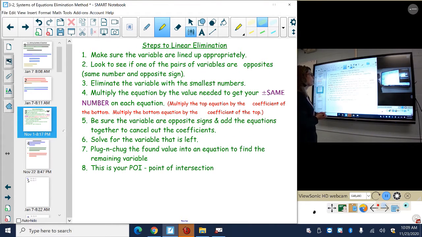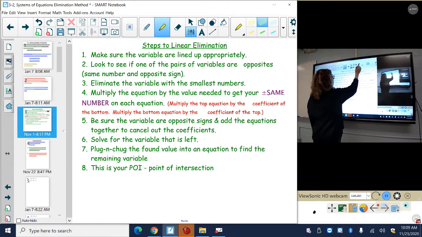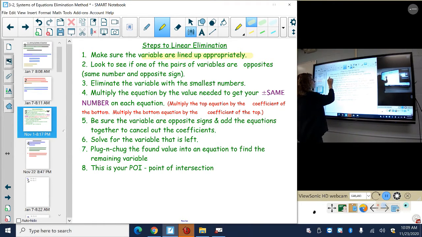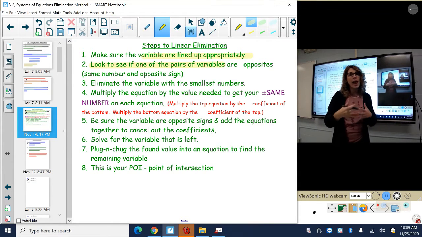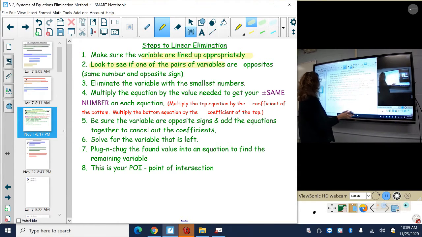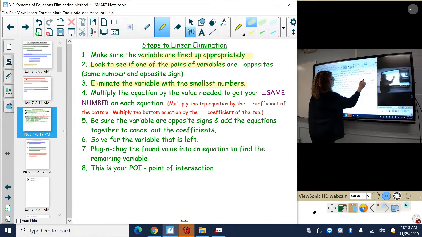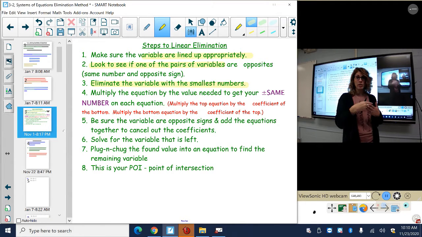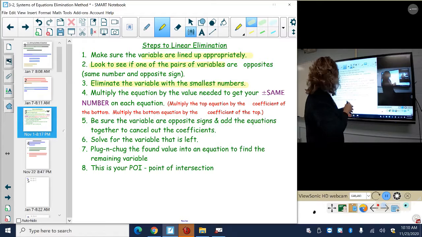Now, here are the steps that we're going to be utilizing to do linear elimination. You're going to make sure the variables are lined up. That's what I had just said. They have to be lined up appropriately: x's over x's, y's over y's. Then you're going to look to see if one of the pairs of the variables are automatically opposites, like 2x and negative 2x. If they are, you simply add straight down. What if they're not? Then you're going to eliminate with the variable with the smallest numbers. So if you have 2x and 3x, you're going to choose x's. If you have a 2x, 3x, and then a 7y and a 10y, you're going to choose x's. So whatever numbers are smaller, okay?